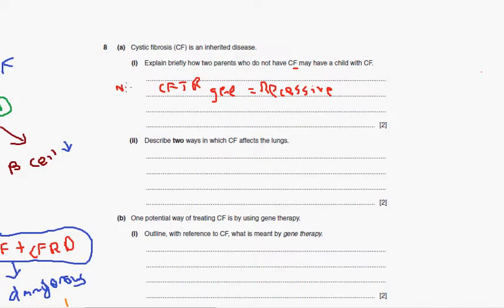Normal, and defective. The CFTR gene, which is responsible for CF, is a recessive allele. So the parents can be carriers of this defective gene, and they can produce one out of four children who is affected, if both the parents are carriers.